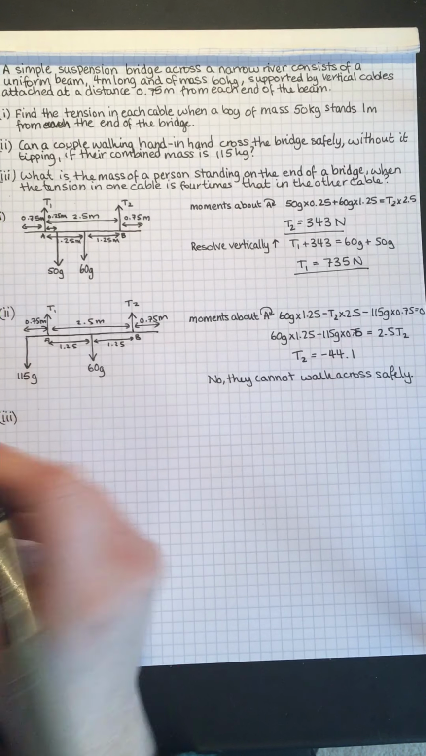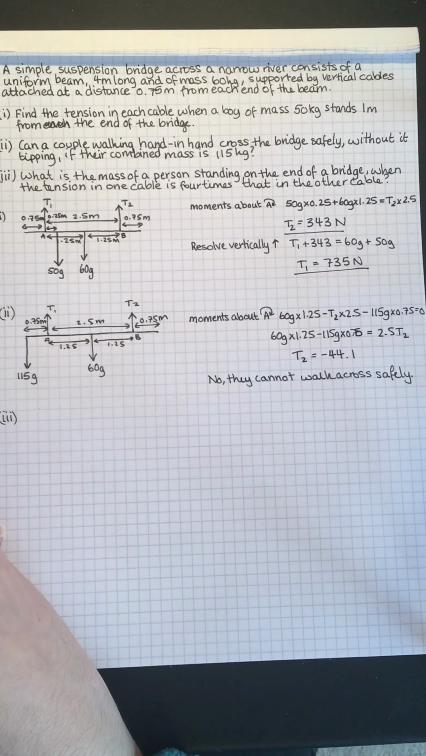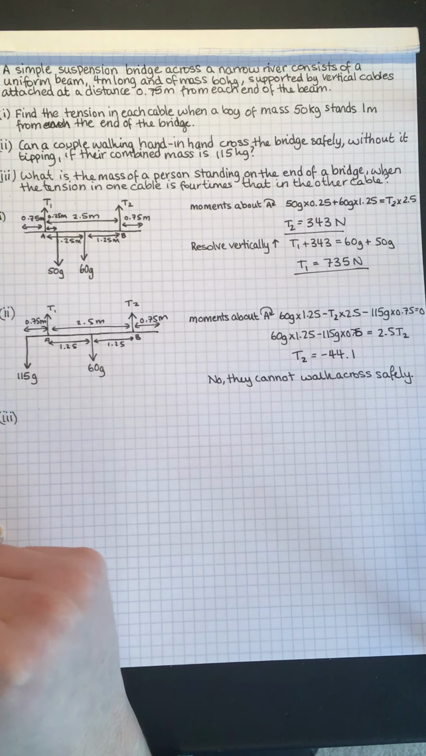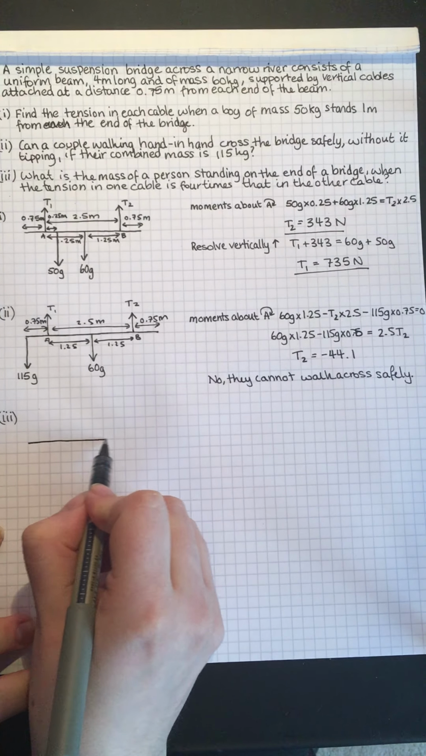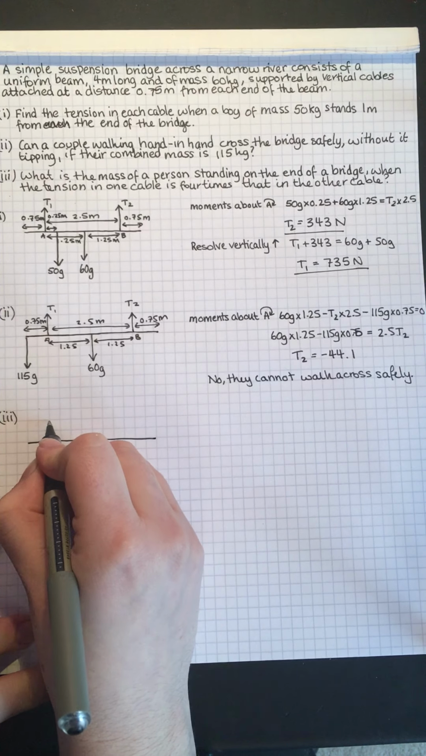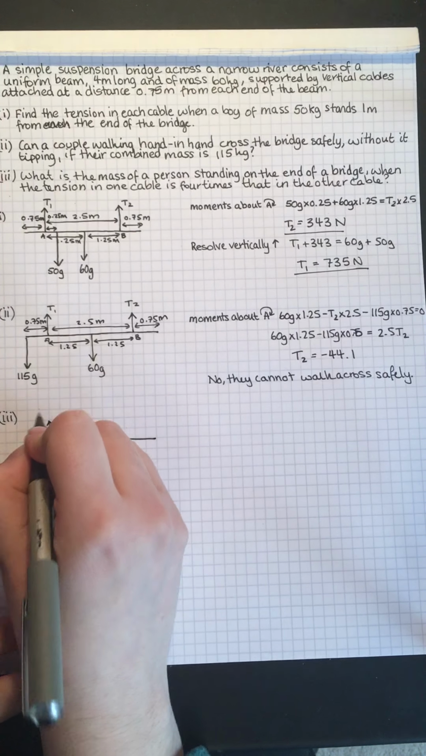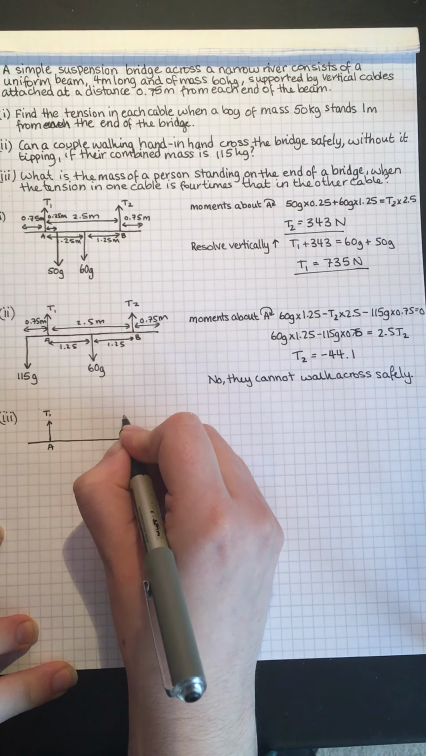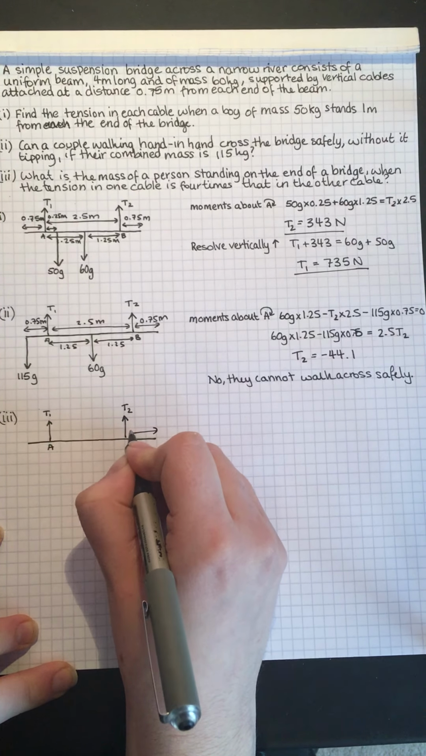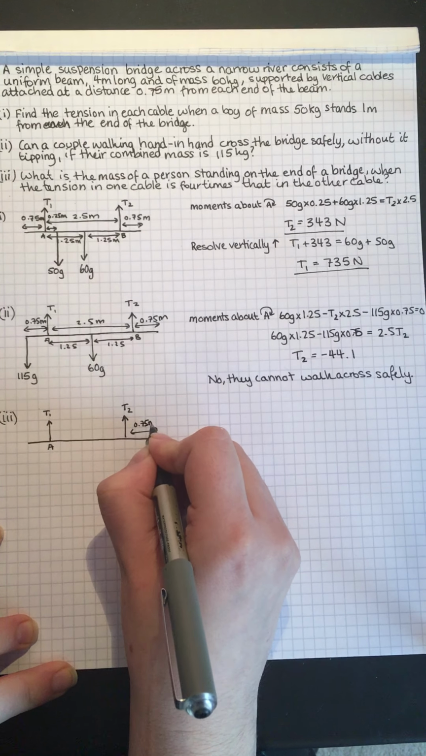Now let's move on finally to part 3. So part 3 asks, what is the mass of a person standing on the end of a bridge when the tension in one cable is 4 times that in the other cable? So let's draw our bridge again. We've got T1 here and T2 here, same distances again, it's the same bridge.